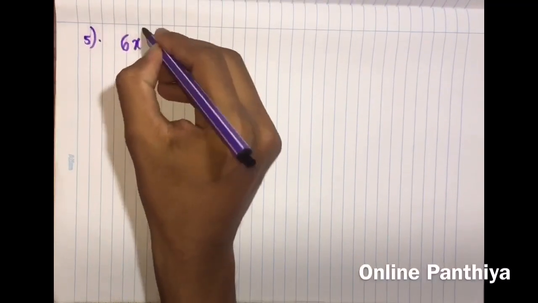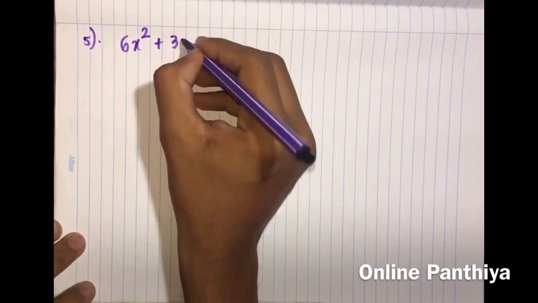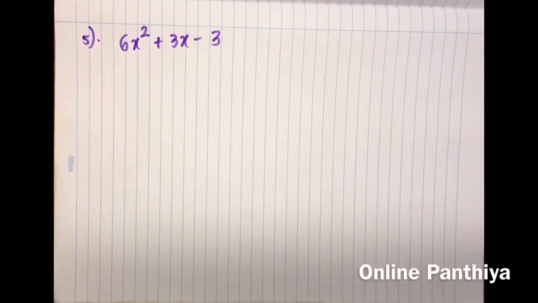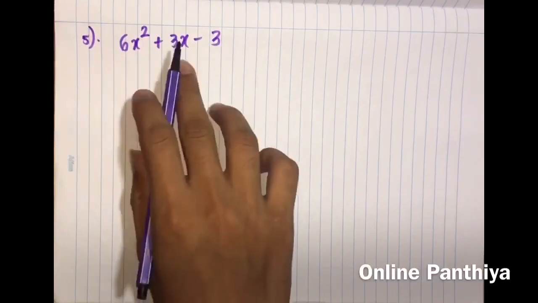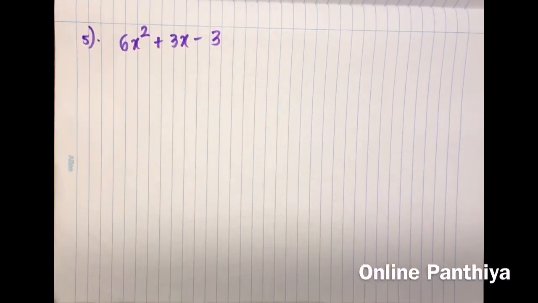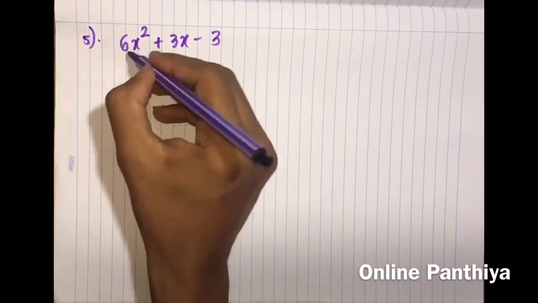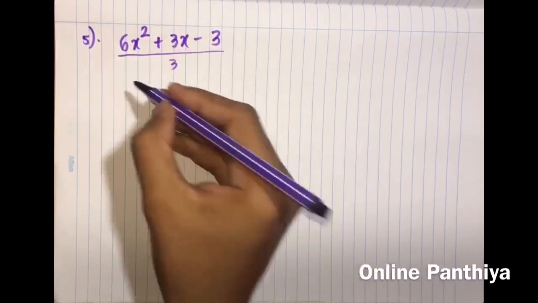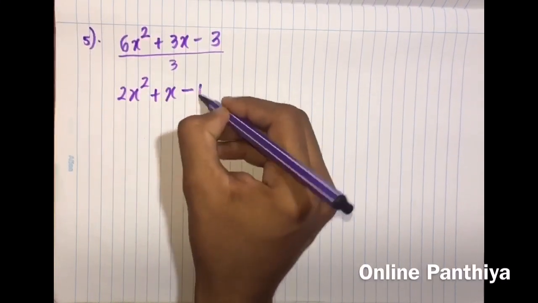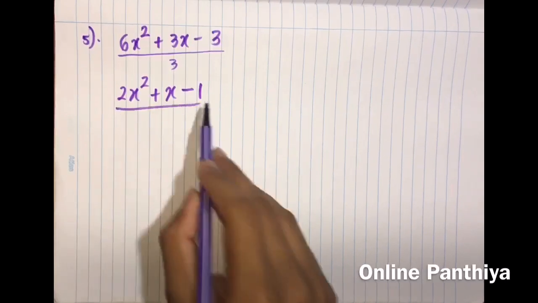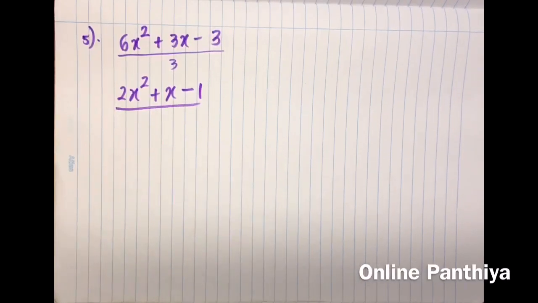This is my fifth example: 6x squared plus 3x minus 3. What is the way of solving? Since each of these term coefficients are divisible by 3, first you can perform that. When you divide all these terms by 3, you will get 2x squared plus x minus 1. Now doesn't it look simple? Now how do you solve?